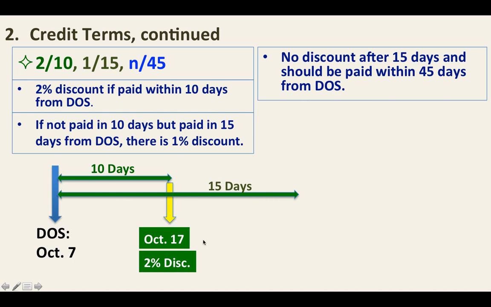Then, you have 15 days. So, yung 15 days natin will be based on date of sale. Hindi dito. Dito sa date of sale. So, 15 days dyan, October 22. 7 plus 15 will give you 22. Okay? So, you are entitled to 1% discount.